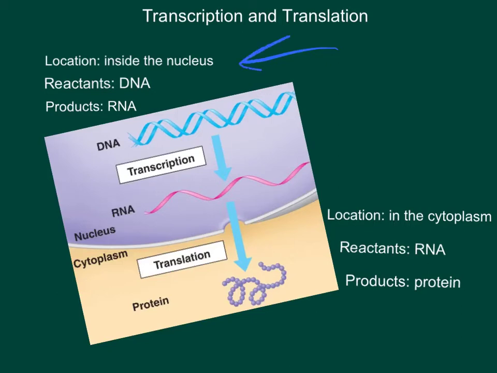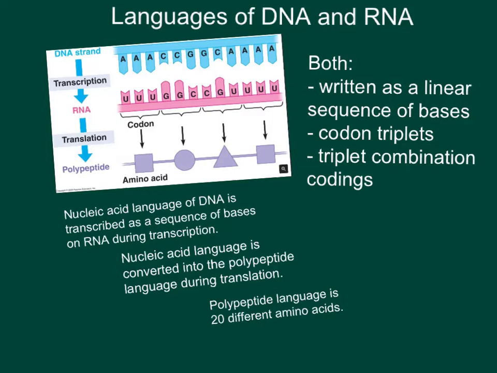Transcription is performed in the nucleus and transforms DNA into RNA. Translation occurs in the cytoplasm and turns RNA into proteins. Genetic information encrypted into DNA and RNA is similar to a foreign language. Their languages are very similar in that they are written as a linear sequence of nitrogenous bases. These sequences are highly specific and have a designated starting and ending point.